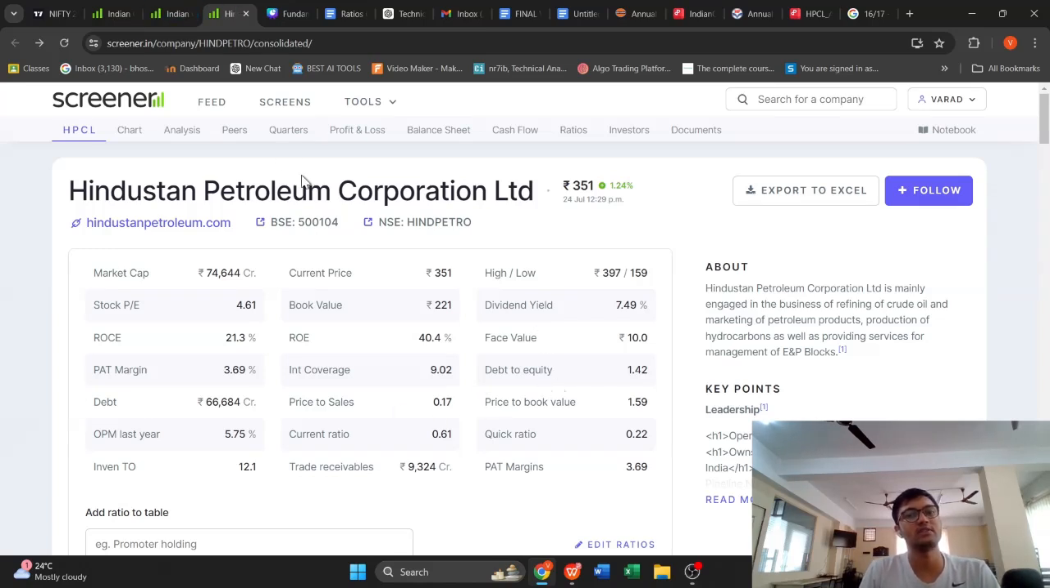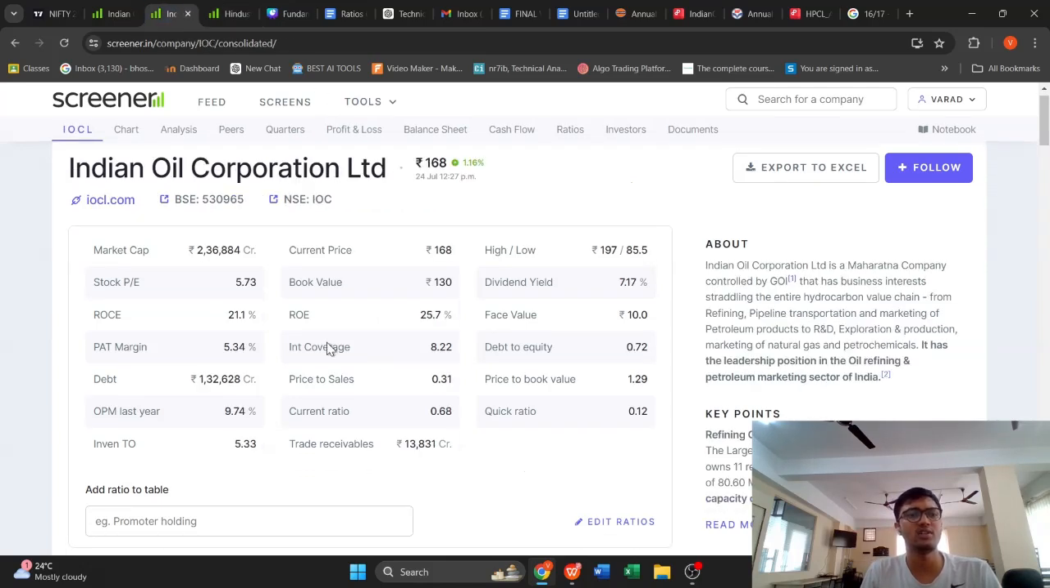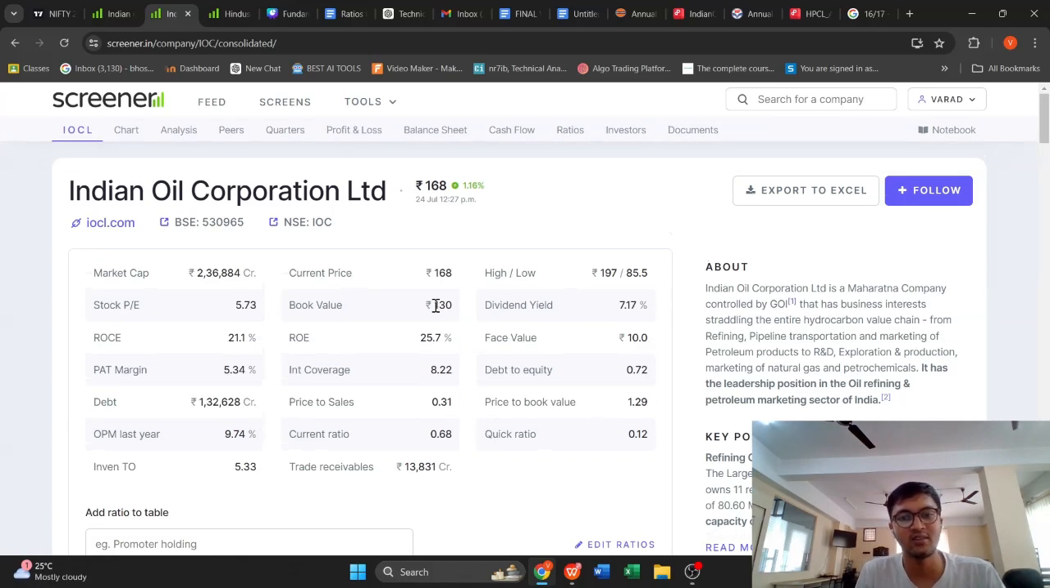The price to sales is better in case of HPCL, and the margins are almost the same, but IOCL is having more margins. The ROE is okay, a little less, but the business is less risky. But both the companies, according to the full analysis, are undervalued and you can go ahead and invest into both the companies. But this is not an advice, this is a suggestion that you should do your own analysis before investing into any company.